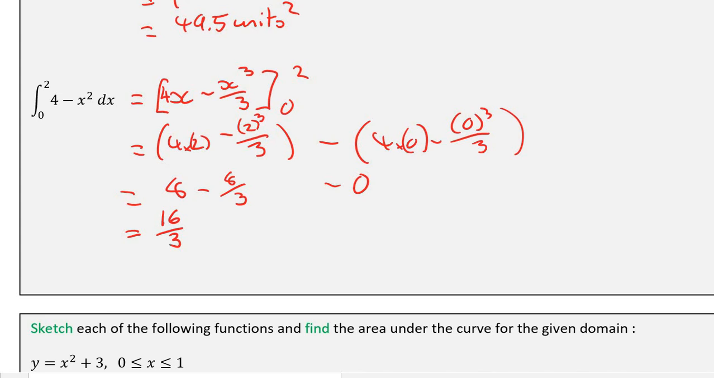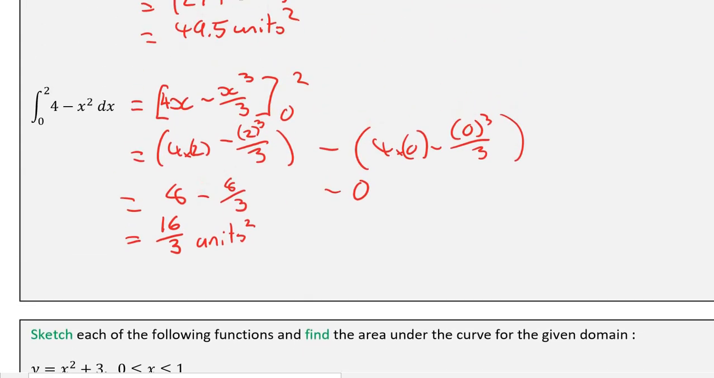You make them have the same denominator. So to make 8 into thirds, you make it over 3. Then because you've divided by 3 on the bottom, times 3 on top, so you get 24 over 3. Then you just take 8 away from that, which should be 16. So 16 thirds. Units squared.